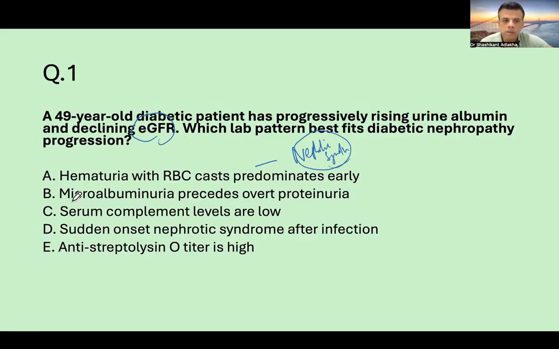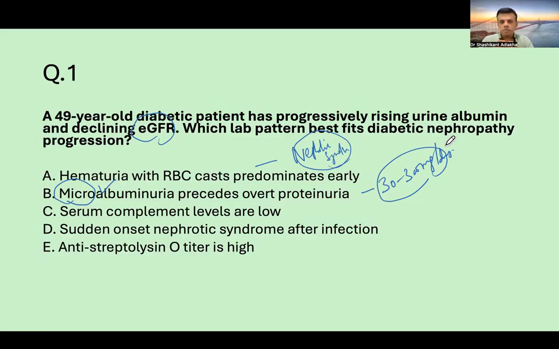Microalbuminuria precedes overt proteinuria. Yes, this seems to be the better and correct answer, because what is microalbuminuria? It is 30 to 300 milligram per day of albumin, before the overt proteinuria, which is detected by other methods and is unable to be detected by the dipstick method. So this is microalbuminuria.